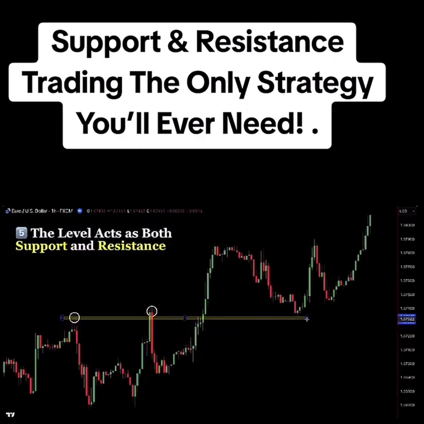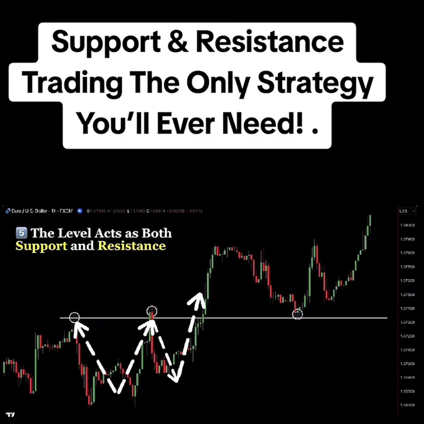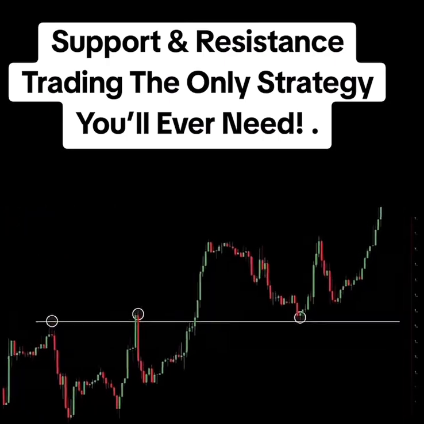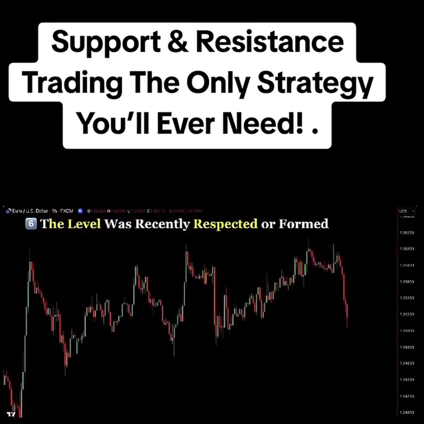The level acts as both support and resistance. A strong level doesn't just hold once. It flips roles over time, acting as both support and resistance. In the chart, we see that the price has bounced off this resistance twice before, eventually breaking above. Once it did, the same level that once acted as resistance turned into support, rejecting the price from the opposite direction. This role reversal is a powerful confirmation that the level is highly significant and should be on our radar for future trades. The level was recently respected or formed.